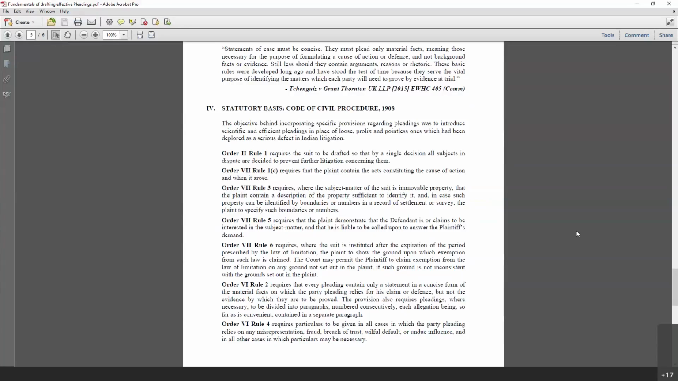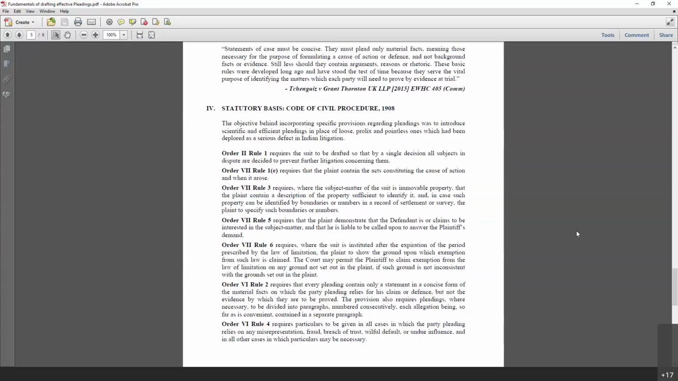So, to give you one example, if you look at Order 7, Rule 1(e), it requires the plaint to contain facts constituting a cause of action and when it arose. This is something specifically required under Order 7, Rule 1(e). Now, for instance, if you look at Order 6, Rule 2, it requires that you contain a statement in a concise form of the material facts, but it need not really reflect the evidence which you are going to lead in support of that proposition.